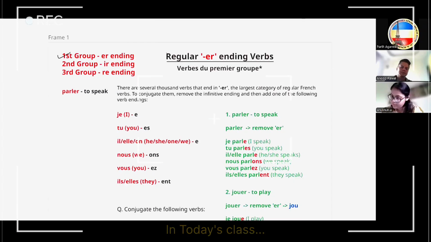Three categories. What are the categories, Anubhuti? So first we have ER ending verbs.